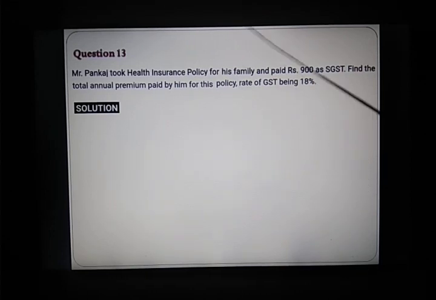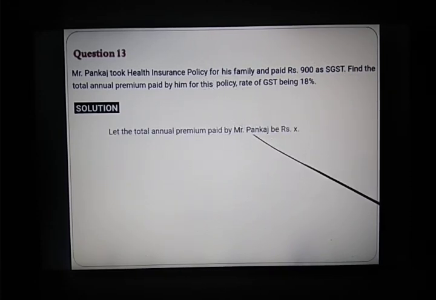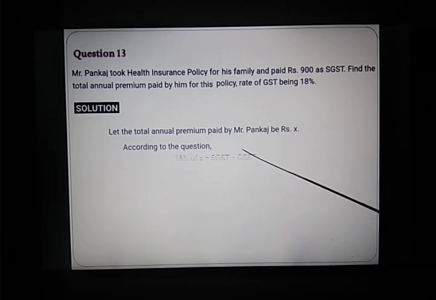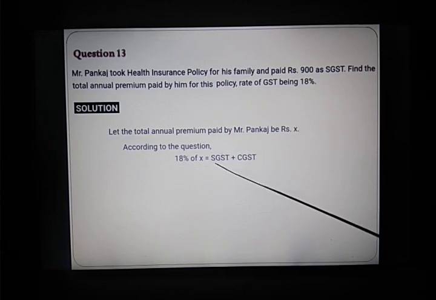Now we don't know how much total premium is being paid by him, so let me take that to be X. Let the total annual premium paid by him be X. Since GST is this much, the GST on this is going to be double of this, right? Because if SGST is this much, then my CGST is also going to be the same. So total GST is going to be SGST plus CGST. According to the question, 18% of X, that means of the total premium paid by Mr. Pankaj, will be equal to SGST plus CGST, and we know that both are the same, that is 900 and 900, so 900 plus 900 will be 1800.